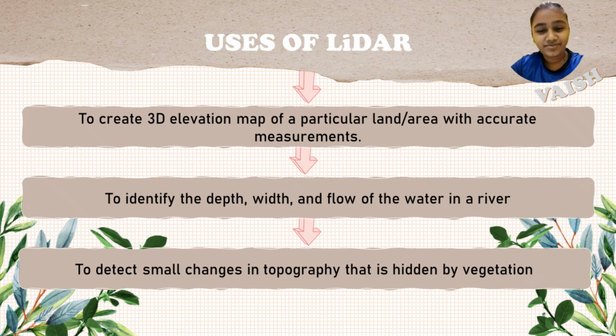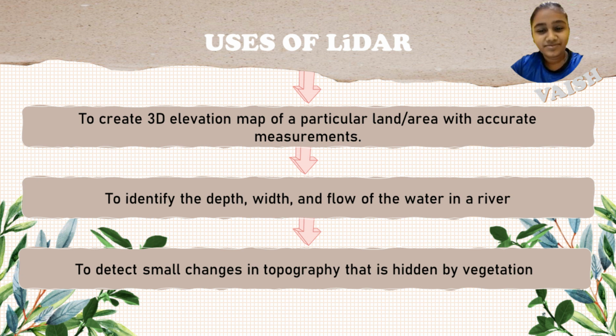Moving on to the next point, which is uses of LiDAR. The first one is to create a 3D map of a particular area or land with accurate measurements, which is much better than other maps that only show 2D graphics. The second one is to identify the depth, width and flow of the water in a river. So it does not focus on trees only, it also focuses on rivers and some other vegetation.